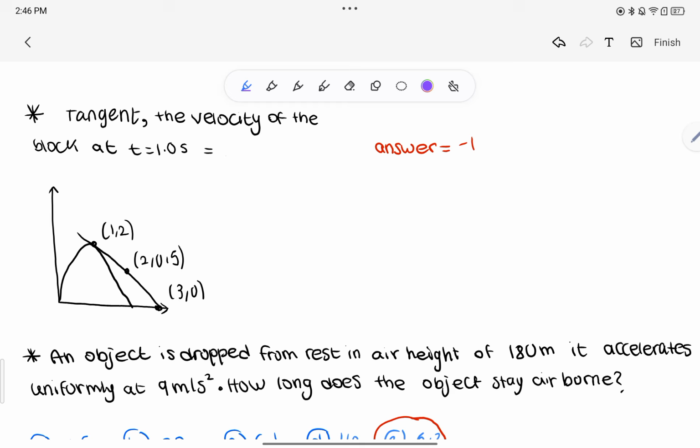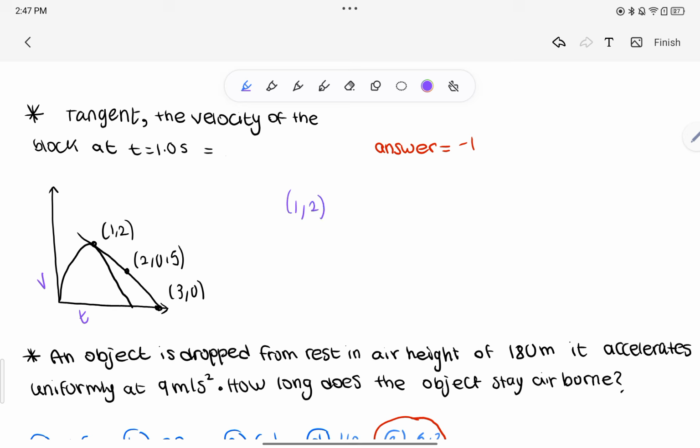First, we have to find the tangent of the velocity of the block at t equals 1 second. Here it's time, and here it's velocity. Sorry, I mean velocity and then time. This is v and this is t. Anyways, we said at time 1, so of course we're going to take it as 1 and 2.